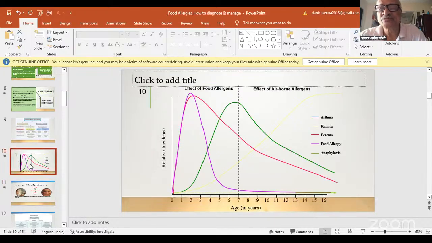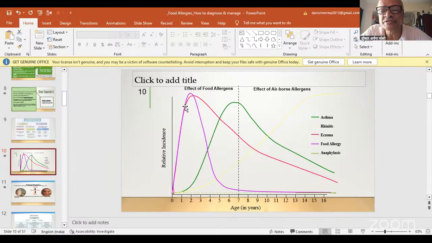So what are these lines? Do they say incidence? What do the lines show? Yeah, so this is the peak incidence, and this is the age. Is it in one person, or is it in the population you are telling? No, this is population-wise, across the globe.